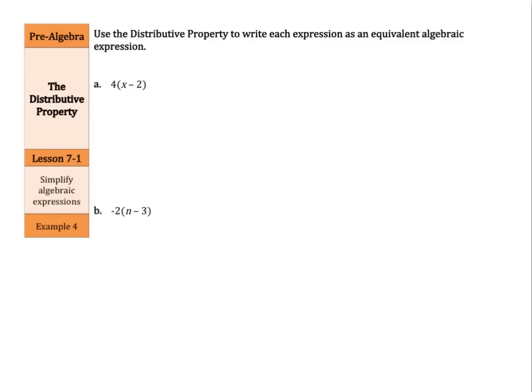And our last set of examples: use the distributive property to write each expression as an equivalent algebraic expression again. But we're throwing in some negatives here, just to make sure we understand what we're doing. We're going to distribute this 4 to the x minus 4 times 2. Notice we have the subtraction. So we have 4x minus 4 times 2 is 8, so 4x minus 8.